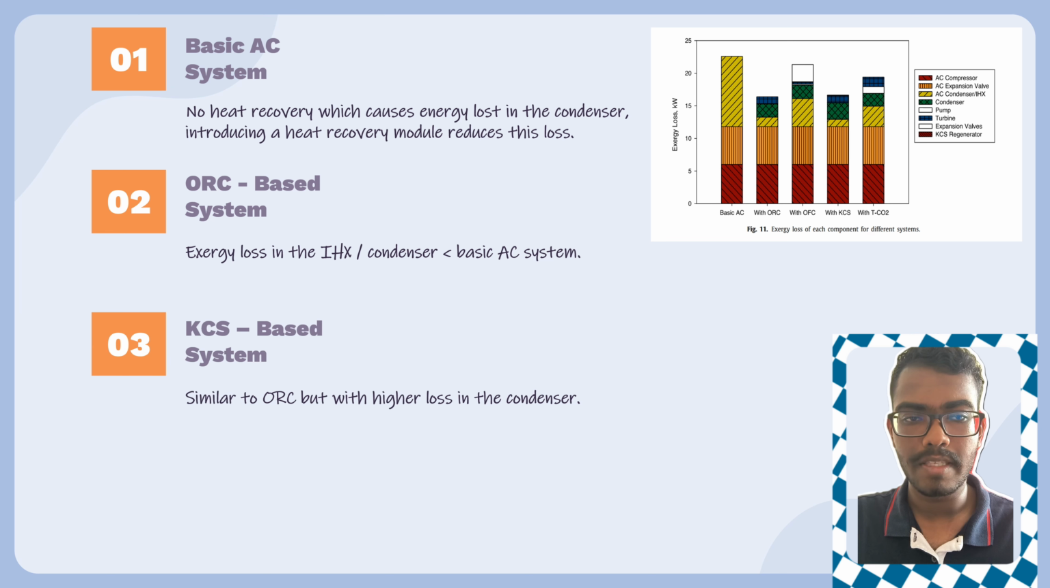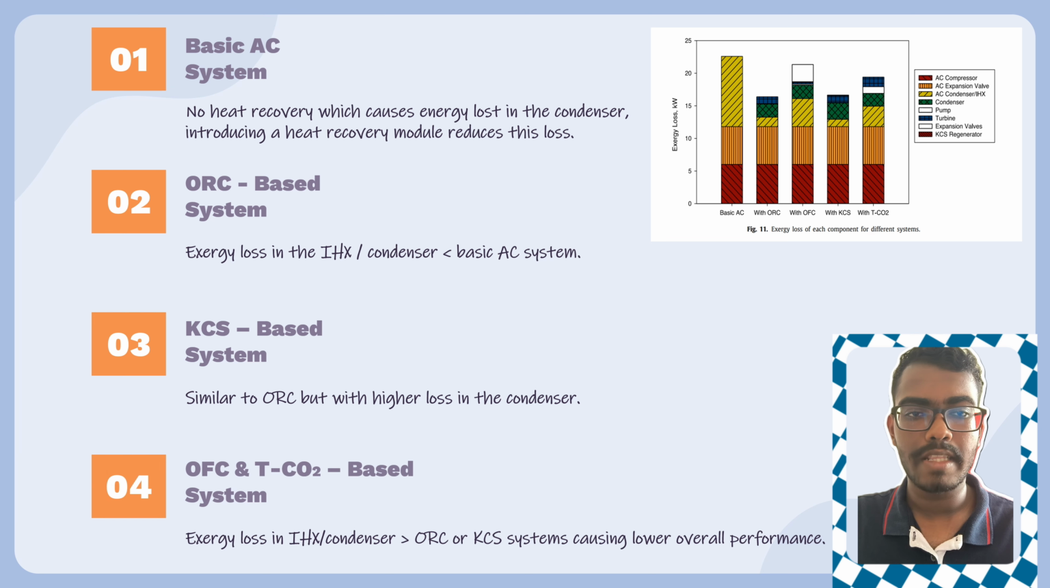For KCS-based systems, similar to ORC, this system shows comparable total exergy loss. However, it tends to have higher loss in the condenser. The loss from the regenerator is negligible. For OFC and TCO2-based systems, this system exhibits higher exergy loss in the heat exchangers compared to ORC or KCS systems, leading to lower overall performance. OFC also shows noticeable loss from expansion valves.